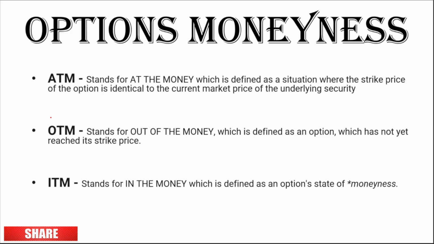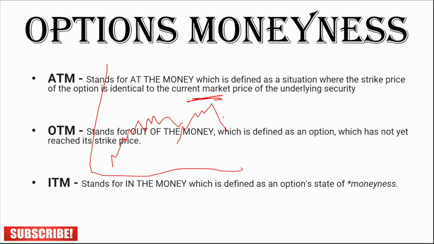OTM stands for out of the money, which is defined as an option which has not yet reached its strike price. For example, we have here, let's say, a chart, and we sold a call option here. At the expiration date, the stock is trading below our call option. Or if we sold a put option here, the stock price is trading above our strike price. So this call option here and this put option here that we both sold are trading out of the money.